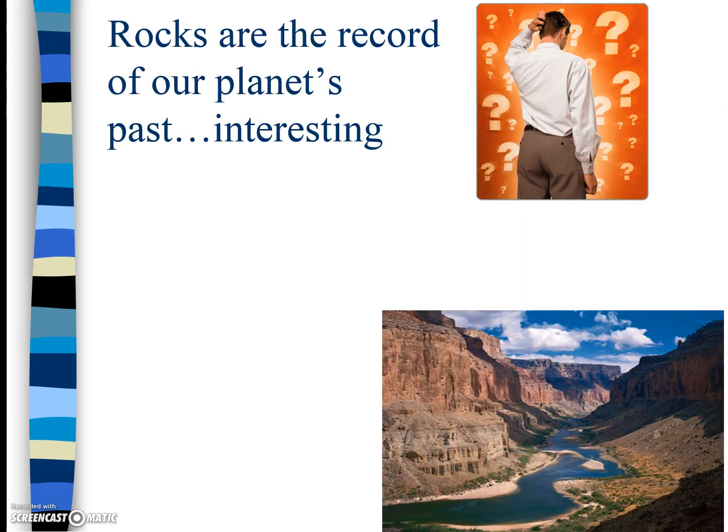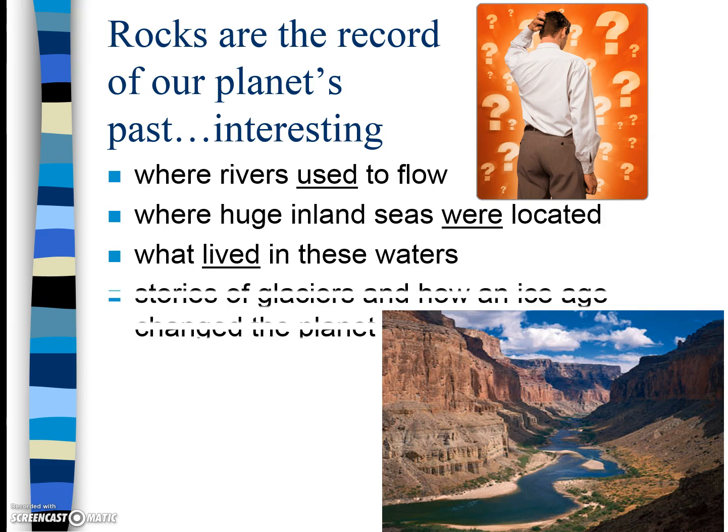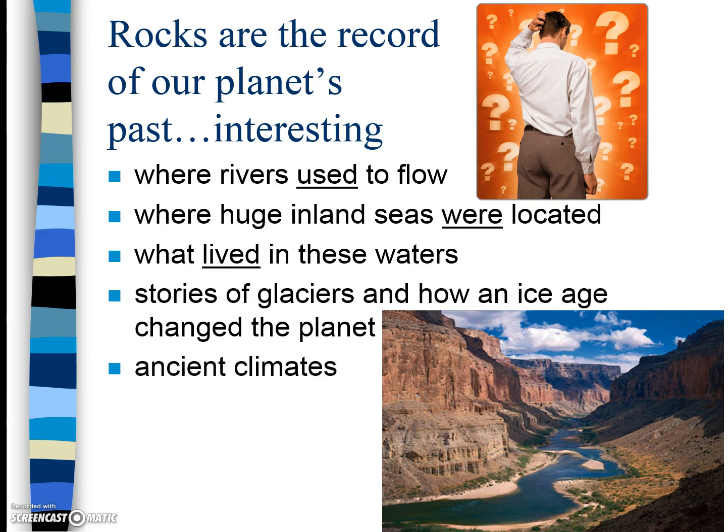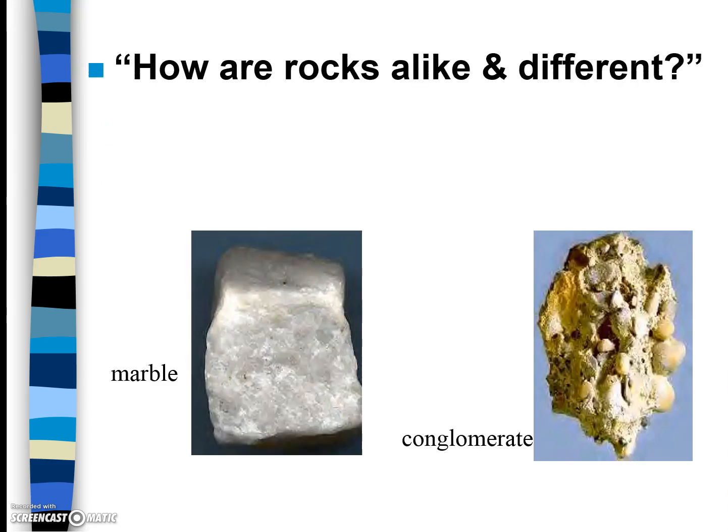Rocks are the record of our planet's past, which is kind of interesting. We can tell a lot about our Earth just based on rocks and what they look like. Rocks are where rivers used to flow. They are where huge inland seas were located, so we can kind of tell where seas were. We can tell what lived in those waters based on the rocks. They also tell stories of glaciers and how an ice age has changed our planet. They can also tell us about the climates in the past, which is also kind of cool.